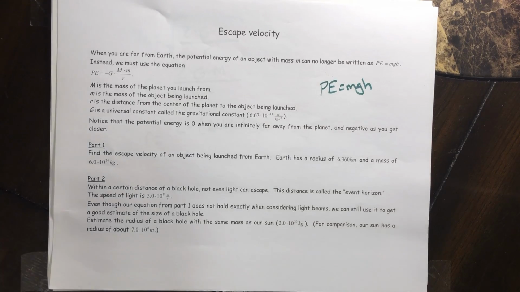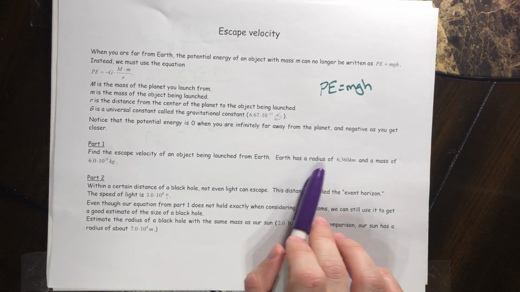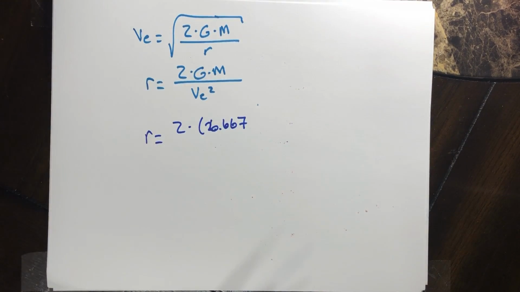we are going to first try to solve an equation for escape velocity in order to find the escape velocity of an object being launched from Earth. It gives us the radius of Earth of 6,360 kilometers and a mass of 6 times 10 to the 24th kilograms. Okay? So in order to do this, we have to use the idea of conservation of energy.